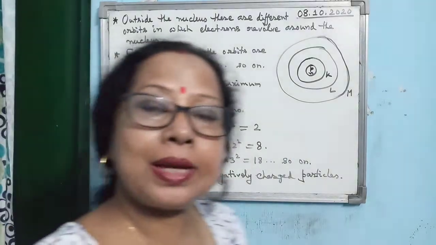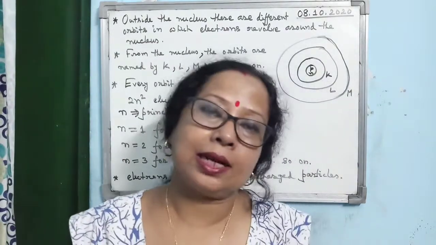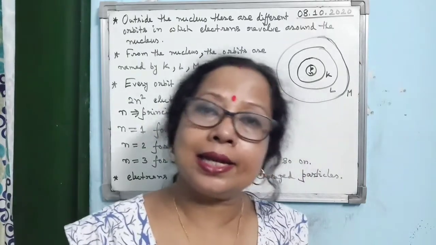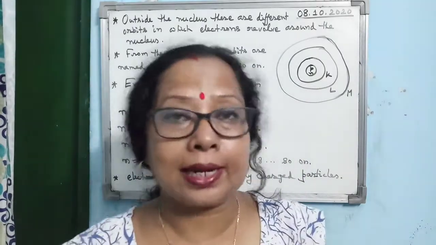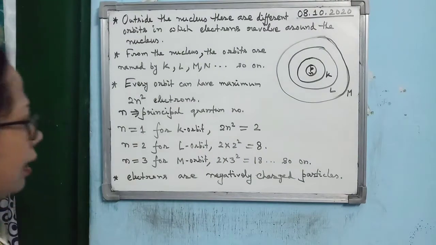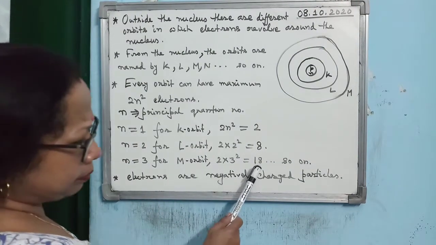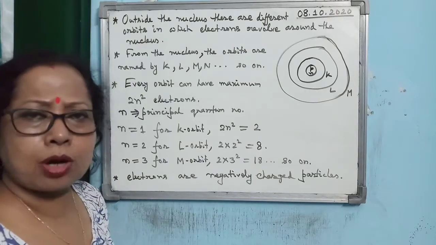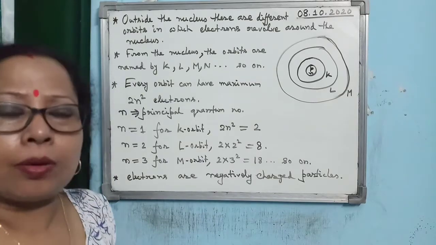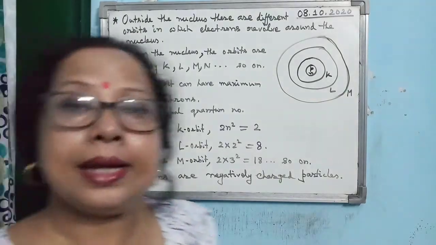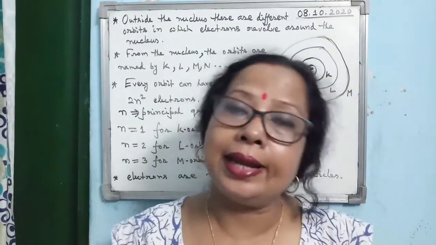So the L orbit can have a maximum of 8 electrons. It may have less than 8 electrons, but it cannot have more than 8 electrons. Like that, for the M orbit, n is 3, and 2n squared is equal to how much? 18. So the M orbit can accommodate a maximum of 18 electrons.